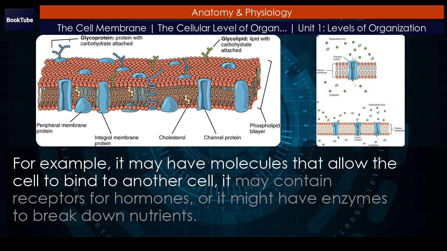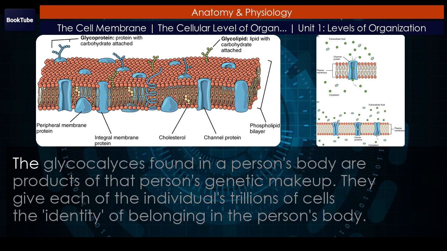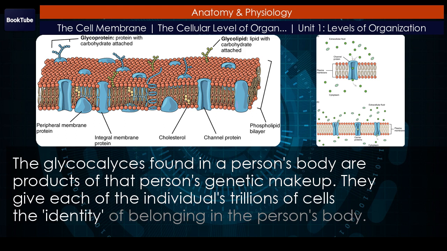It may contain receptors for hormones. Or it might have enzymes to break down nutrients. The glycocalyxes found in a person's body are products of that person's genetic makeup. They give each of the individual's trillions of cells the identity of belonging in the person's body.